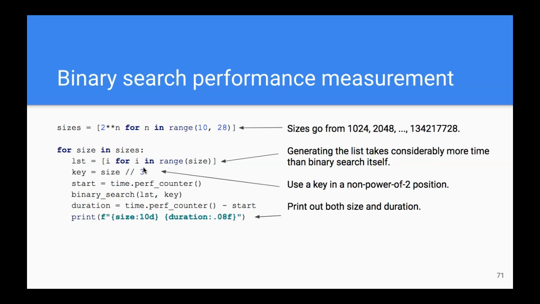And the next thing is, we pick a key. So I pick a key that is the size divided by 3. So it's in a non-power-of-2 position, somewhere in an odd place in the list. So hopefully, it will pretty much exhaust all the recursive calls of binary search before it finds this key. And anyway, I use the same performance counter thing, and just surround the binary search call with two performance counter calls. And I'm going to just print out the size and the duration.